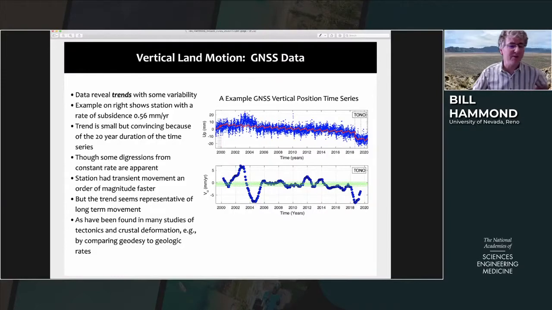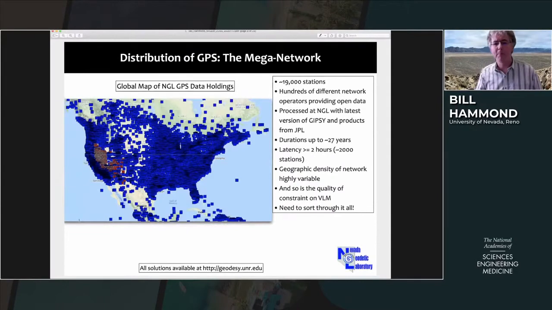But the trend seems representative of long-term motion, and that's been borne out in many studies where we've compared the geodetic results to geologic processes, the movements of plates, slip rates on faults, and the like. It's very common for the geodetic rates to match up with geologic rates, suggesting that they are sensitive to long-term geologic processes. Okay, so Ben Hamilton showed this map briefly yesterday. This is a clip from our website that shows the stations in the United States. There's something like 5,000 of them in this map. So we have a lot of data.